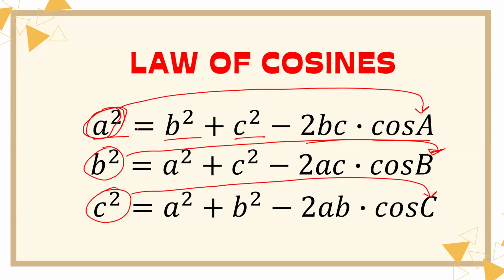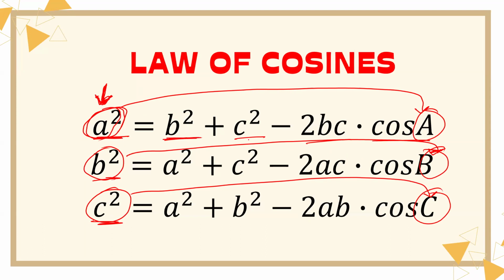Now, we already solved the mystery of a squared, b squared, and c squared being isolated from the rest of the equation. Whichever side is isolated on this side of the equation, the corresponding angle is taken and operated on using the cosine function. Okay? Now, what happens to the other two sides?